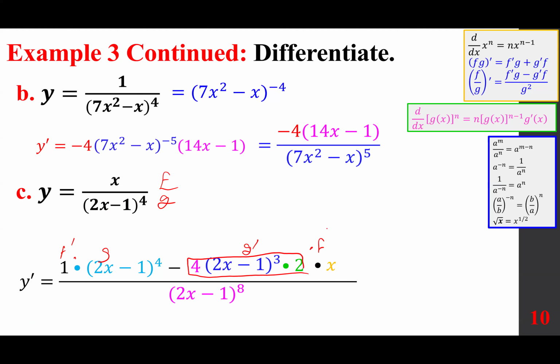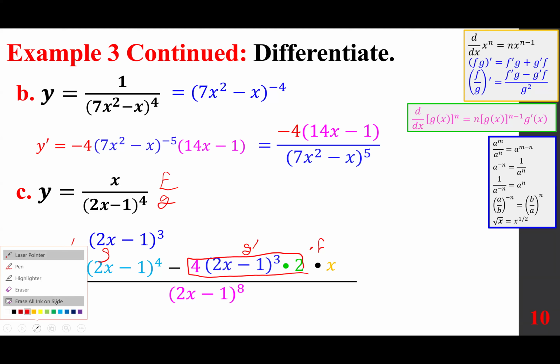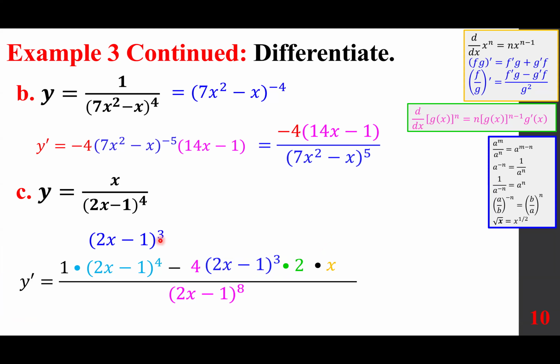And we have to simplify the numerator. We notice 2x minus 1 is in common. This has exponent 4. This has exponent 3. So the GCF would be 2x minus 1 cubed. So if 2x minus 1 cubed is in common, you divide this one by this one and you get 2x minus 1. And you divide this one by this one, this goes away, you get minus 4 times 2 times x, which is minus 8x.